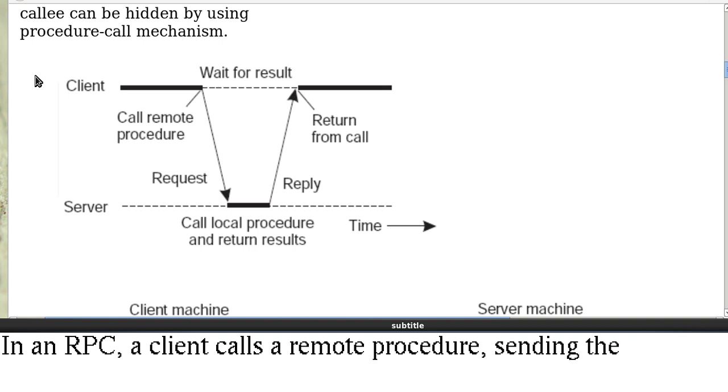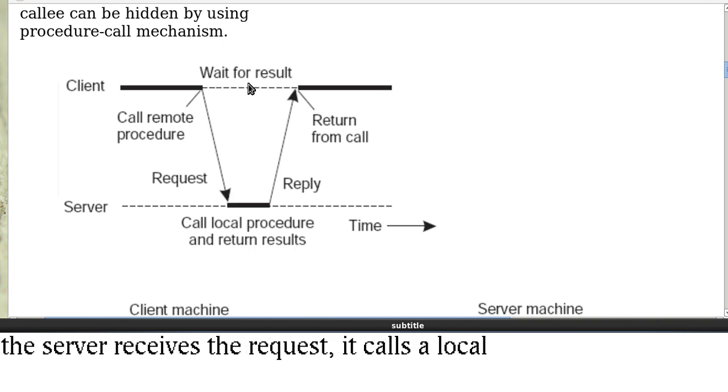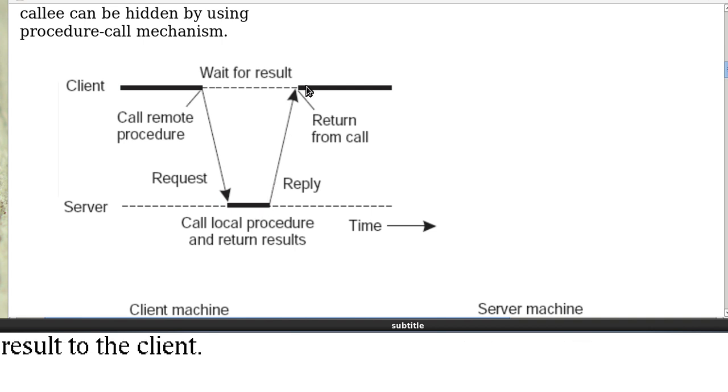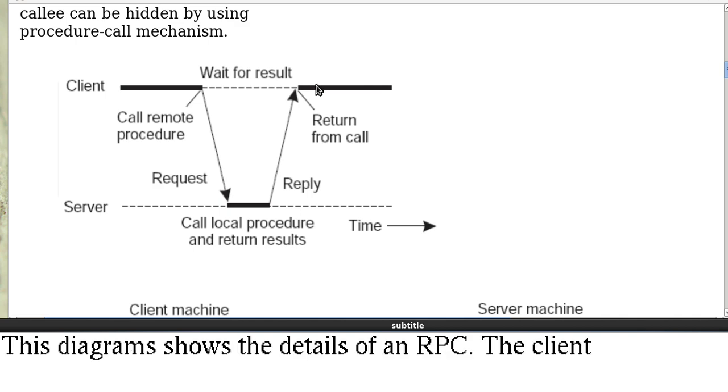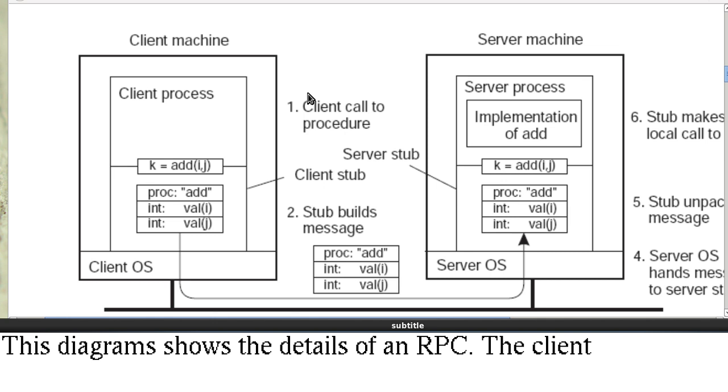In an RPC, a client calls a remote procedure, sending the request to the server and waiting for the result. When the server receives the request, it calls a local procedure, carrying out the computation and returns the result to the client. This diagram shows the details of an RPC.